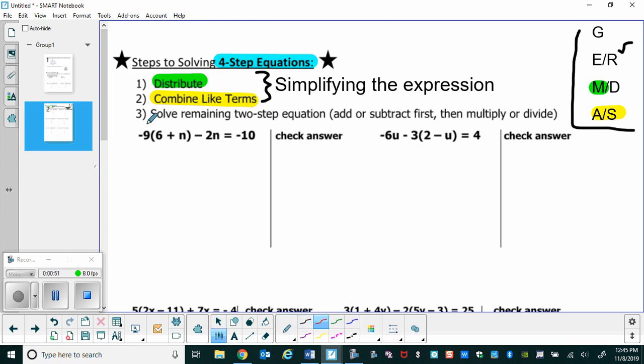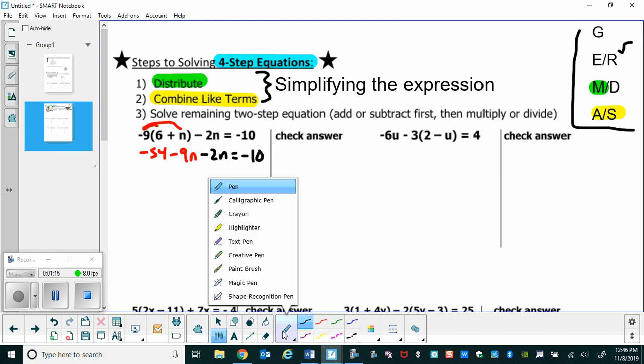So for the first one, we have a negative 9 times 6 plus n minus 2n would equal a negative 10. So we see parentheses, so we're going to distribute here. This is a negative 54. And then we're going to have minus 9n. And then we're just going to bring down the rest of it. So minus 2n equals negative 10. So we took care of our first step of distributing. Now we need to combine like terms.